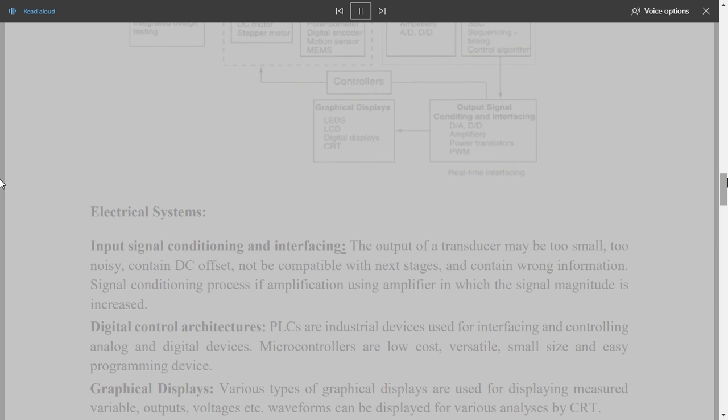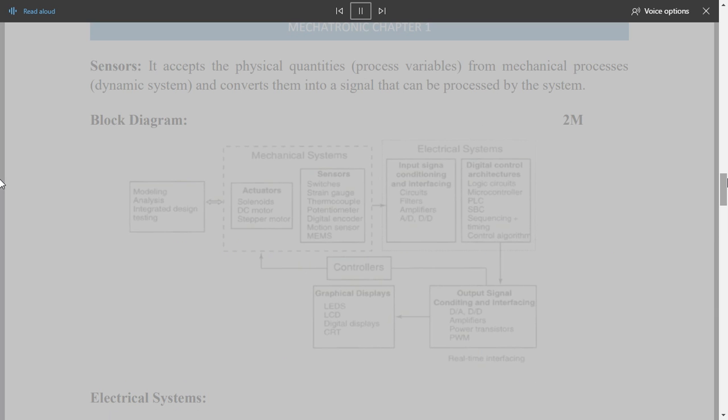Mechatronics Chapter 1. Sensors: it accepts the physical quantities, process variables, from mechanical processes and dynamic systems, and converts them into a signal that can be processed by the system. Block diagram 2M.